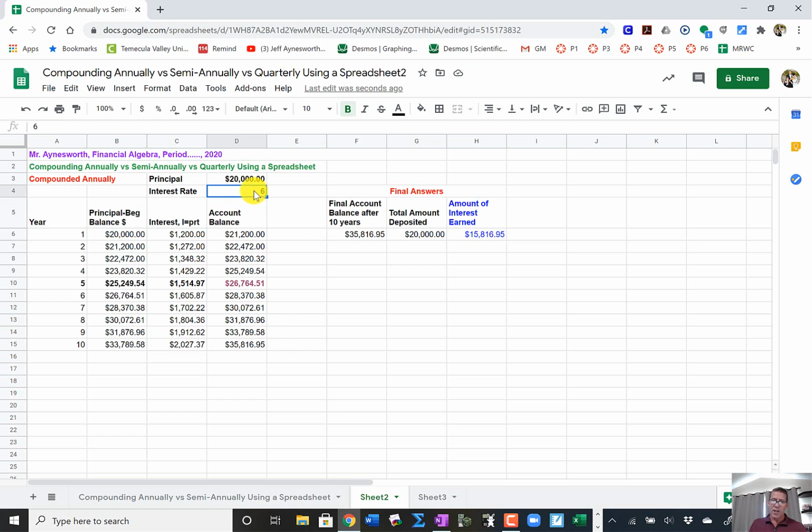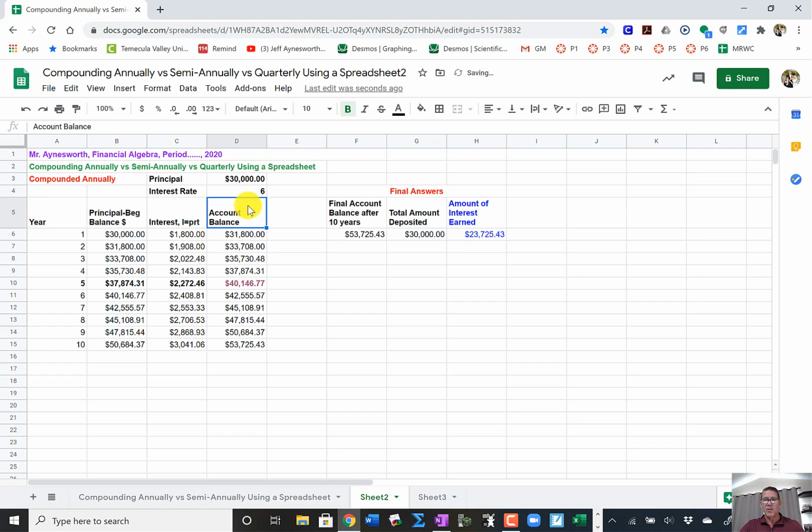If you want to change it at any time, you just click on the cell. Let's say I want to change the interest rate to 2%. Let's say your bank only gives you 2%, not 6%. Notice everything changes automatically. That's what the dynamic feature is all about. Things change as you change them. All you have to do is enter the formulas correctly.